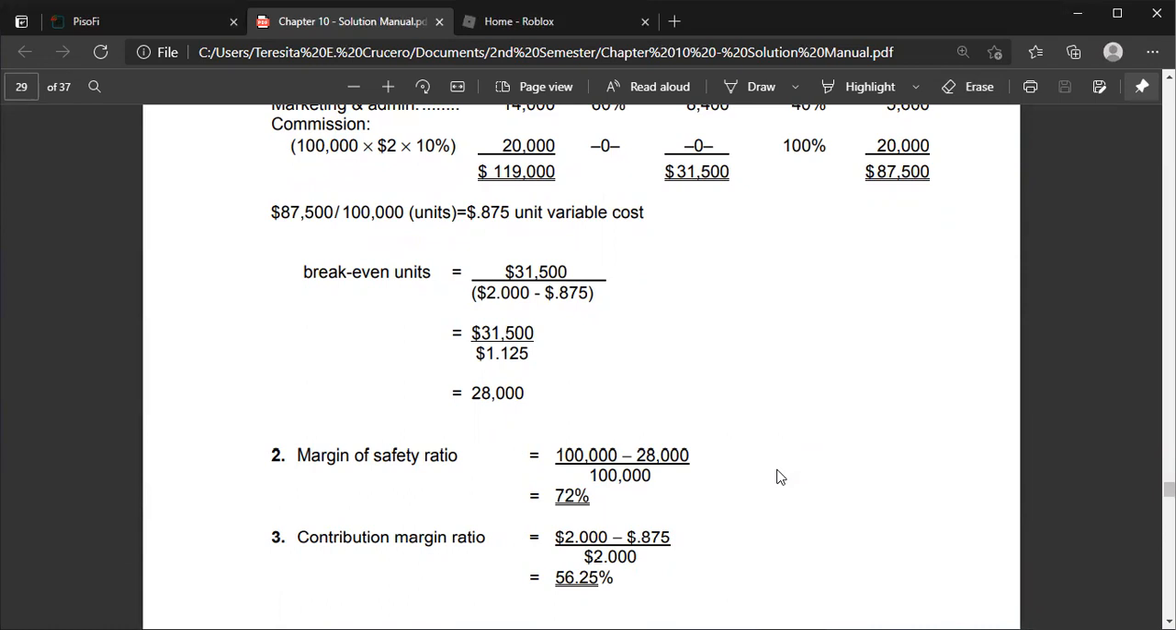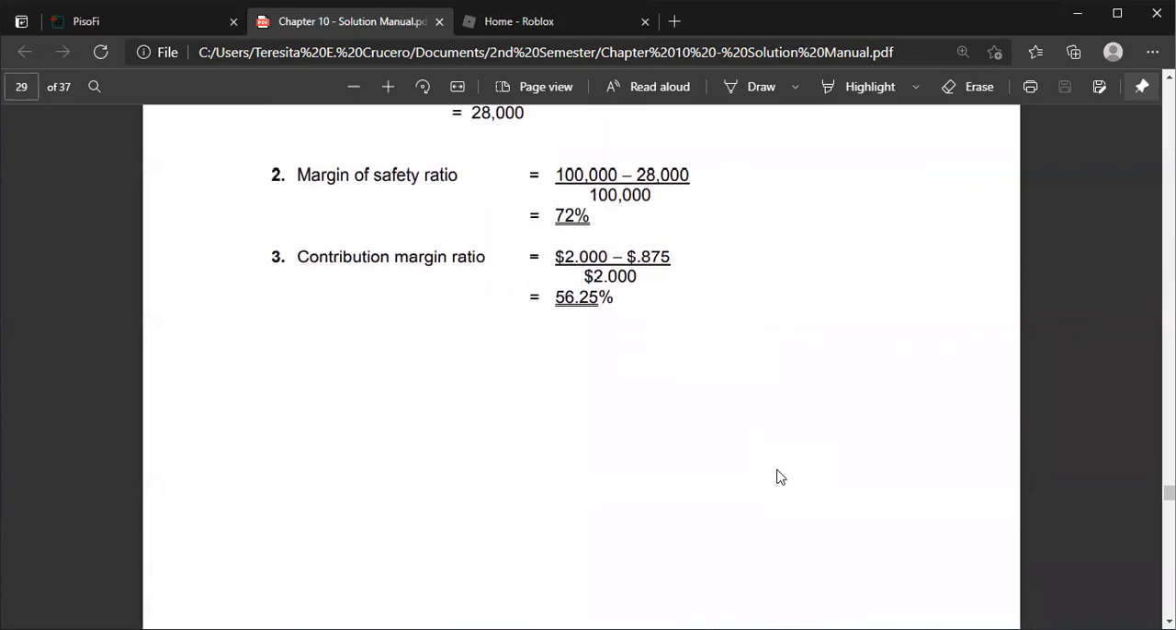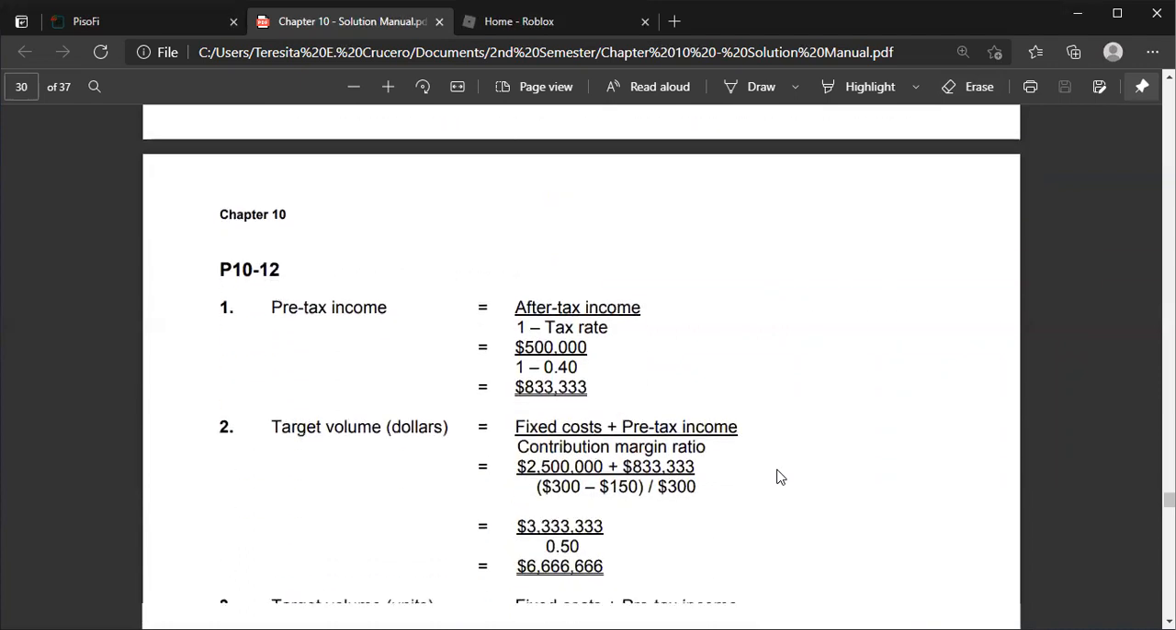Number 2, calculate the margin of safety ratio. 100,000 units minus 28,000 units. That's your break-even point divided by 100,000. So we have now your margin of safety ratio equals 72%. The contribution margin ratio, $2 is sales, 0.875 your unit variable cost. So we have the difference of 1.125 and we divide it by $2. So that gives us the contribution margin ratio of 56.25%.